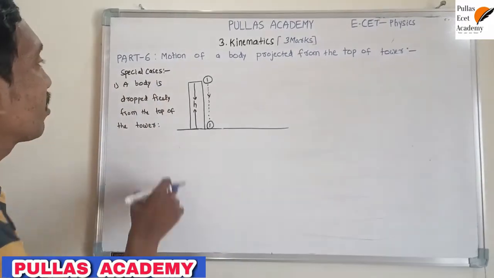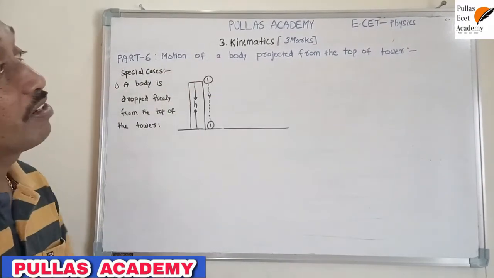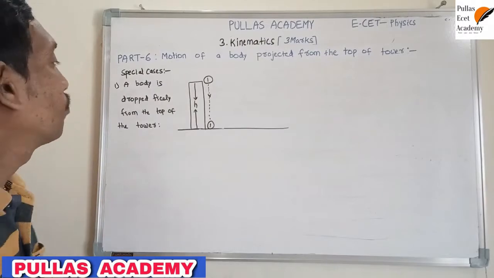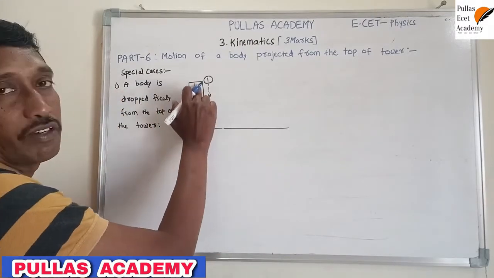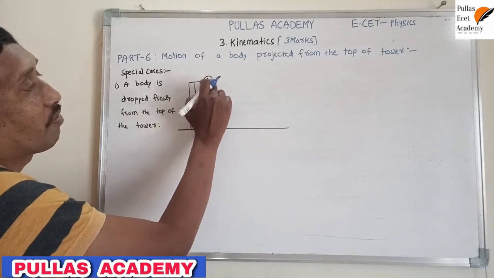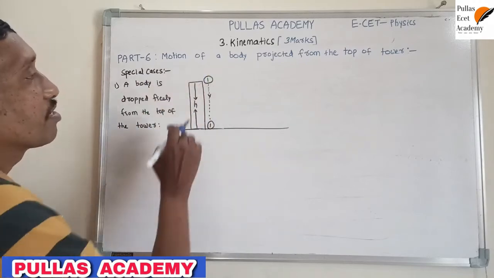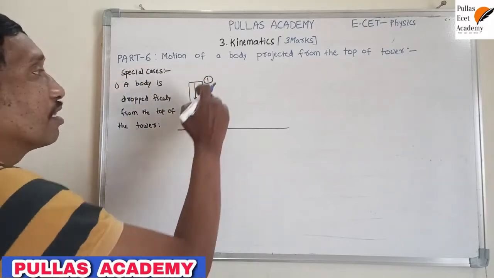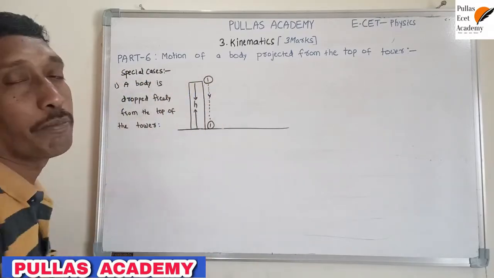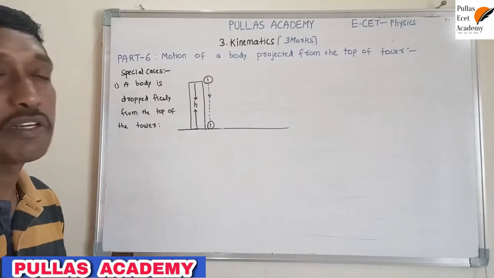Now we are going to discuss some special cases on top of a tower. Here this is the top of the tower. In the first special case, one body is dropped freely from the top of the tower. Then what is the expression for height?